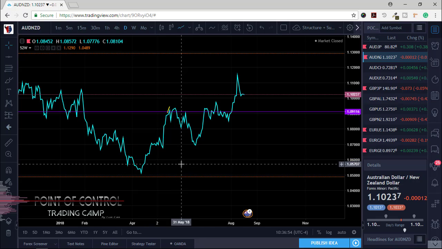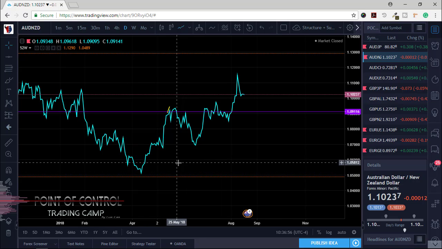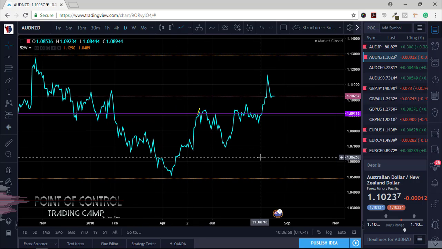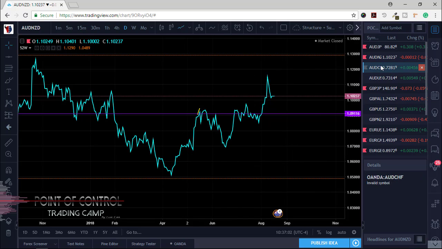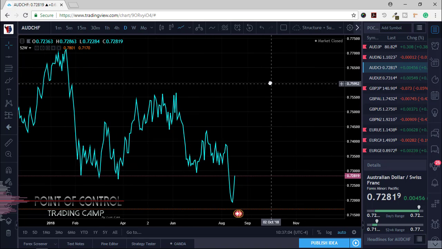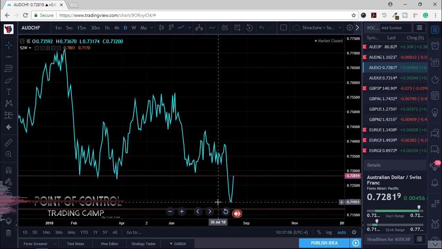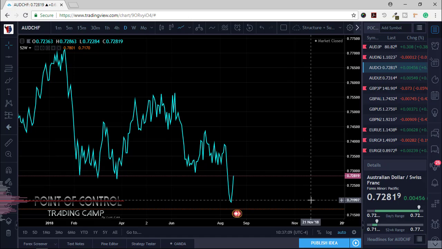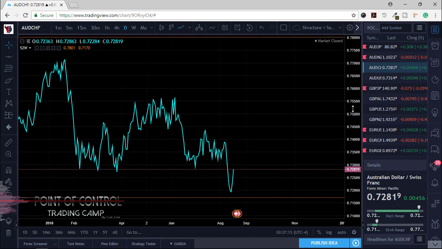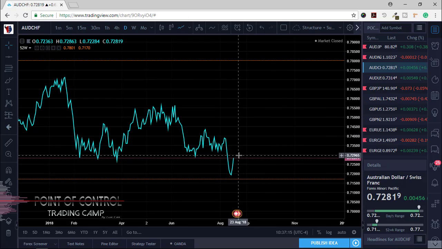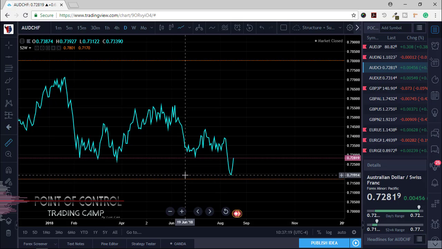But this is how the point of control works. This is only the beginning, guys. This is the most simplistic way to trade that works all the time, every time. And I'm giving you this for free. There is no mysticism. There is no magic. It's simple. Just trust your instincts. Trust your analysis.